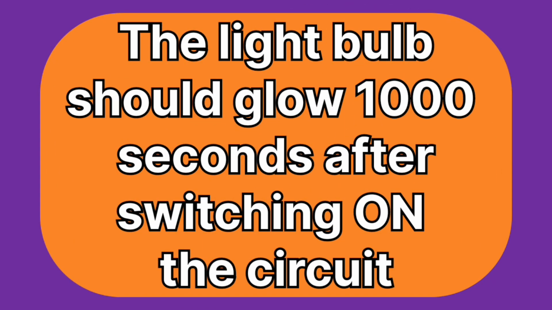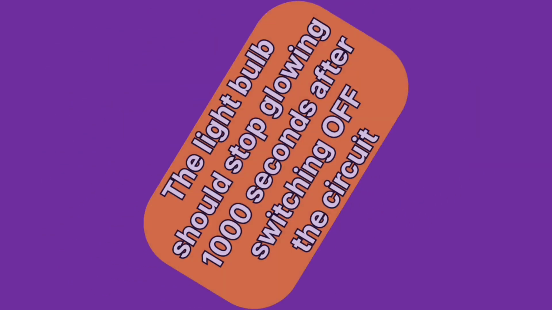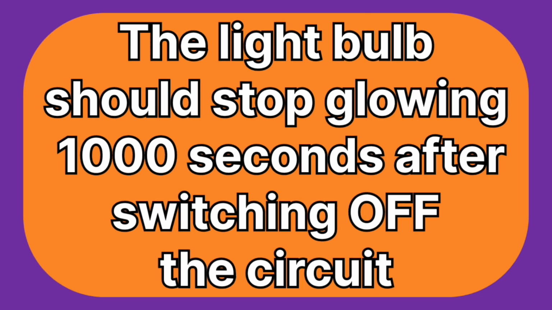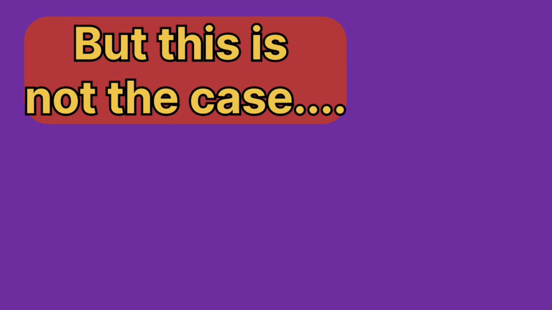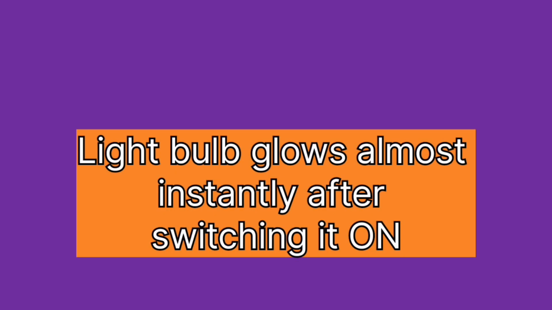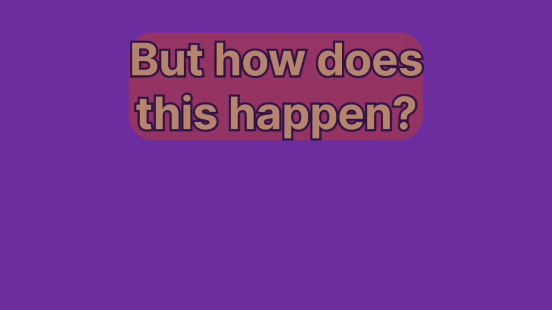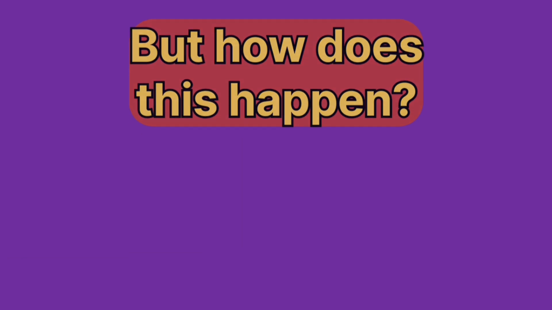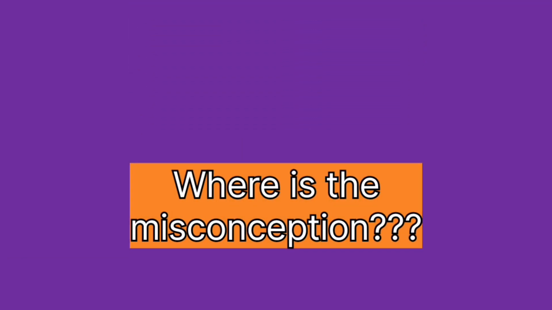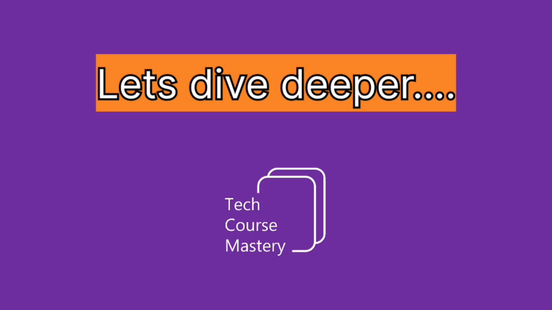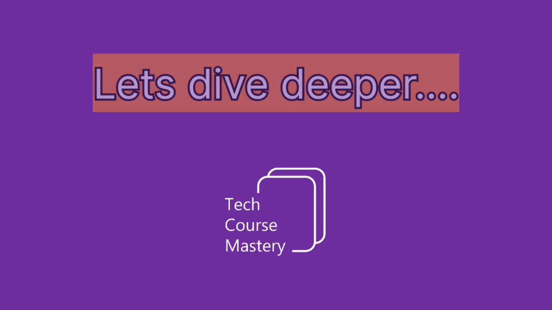But in reality, this is not the case. Light glows almost instantly after we switch it on and stops glowing as soon as we switch it off, no matter the distance of the wire between the switch and the light. So let's see what happens. But the real question is, how does this happen? Where is the misconception? Let's dive deeper.